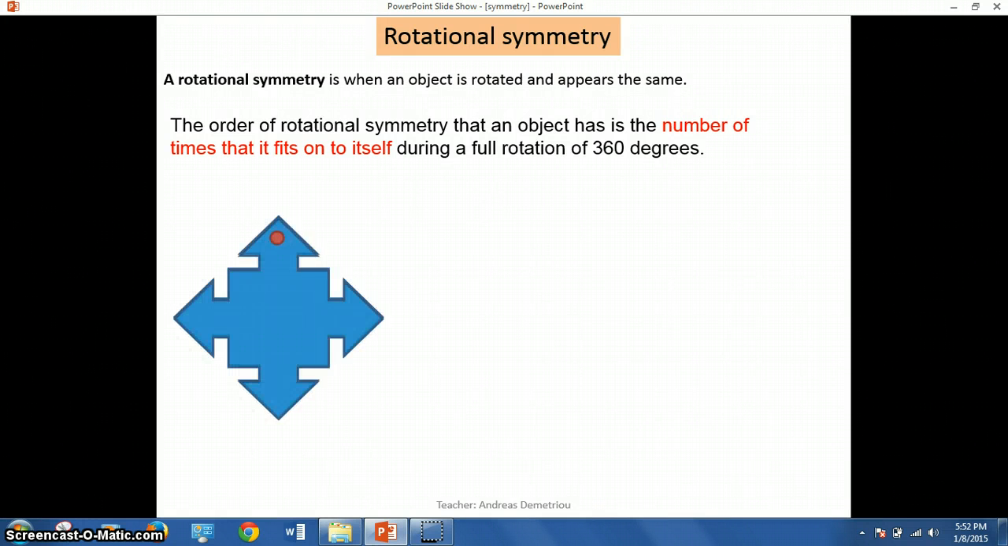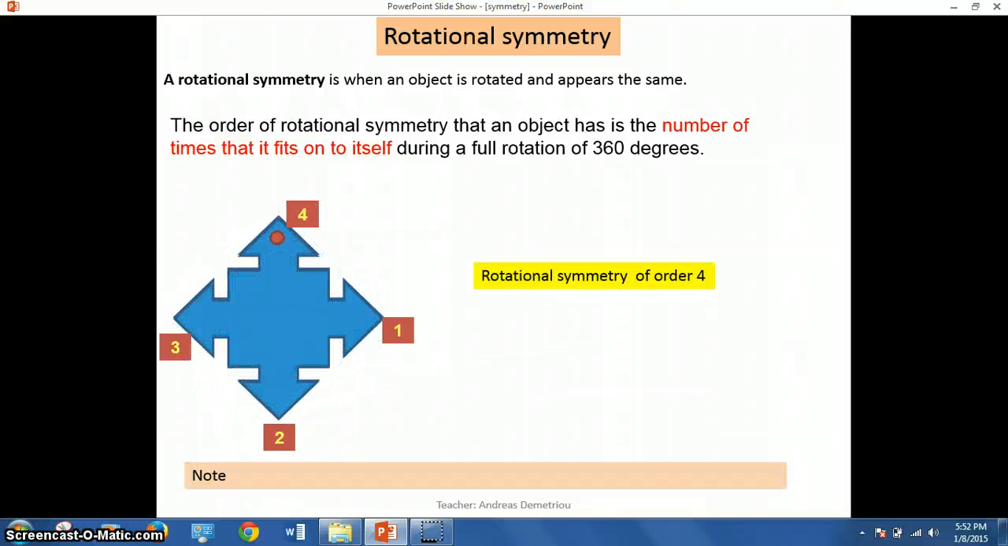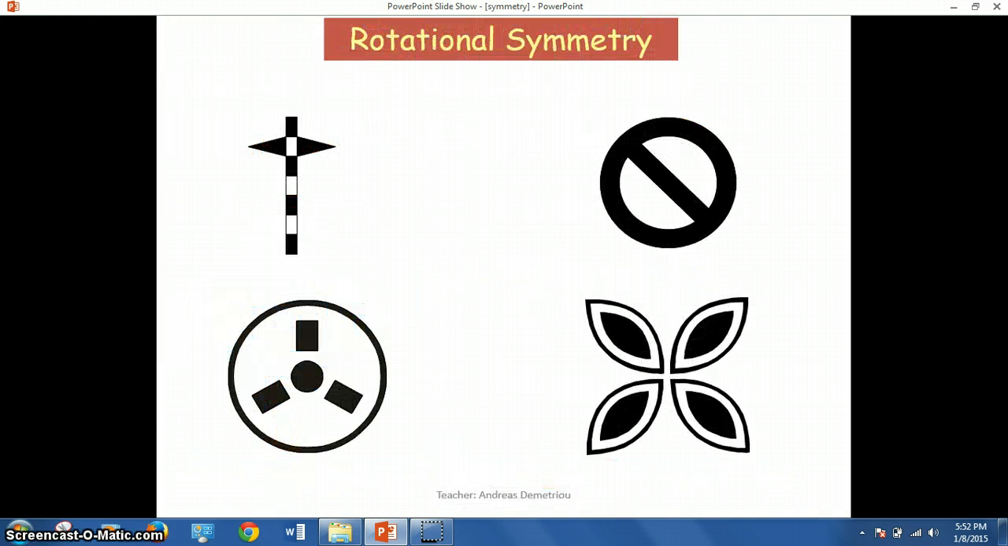For example, this shape, if you rotate it from its center, we'll see that after 90 degrees it will match exactly the same. After 180 degrees, 270, and 360 degrees. So the order of rotation of this shape is 4. Note that all shapes have at least one rotational symmetry, and that's when you rotate it 360 degrees.